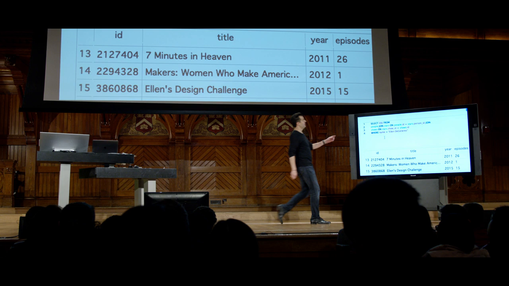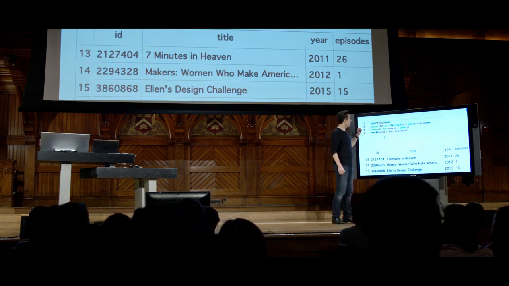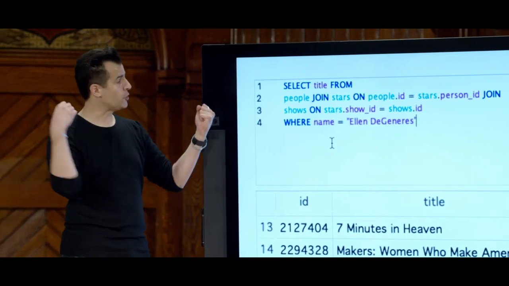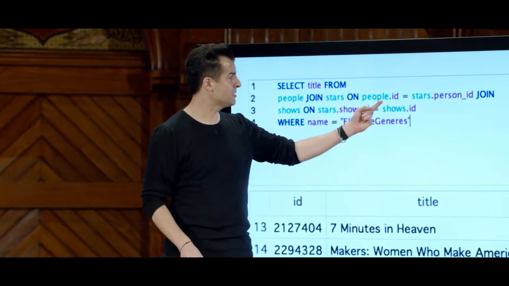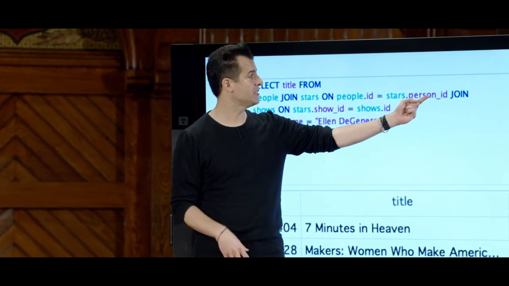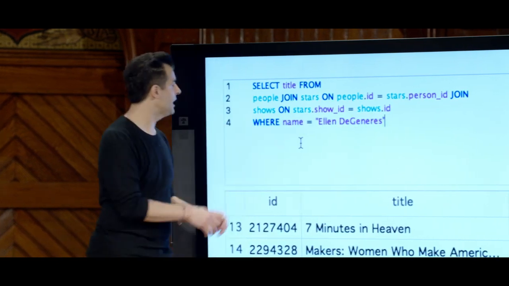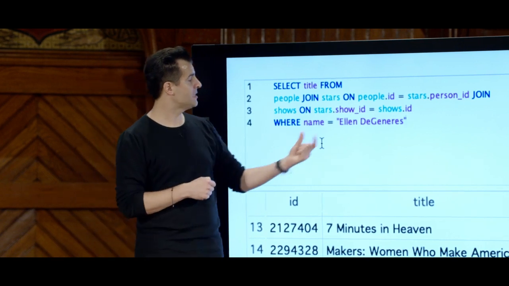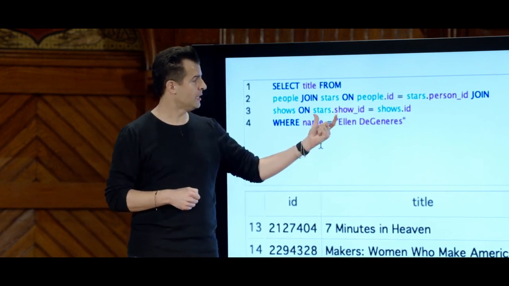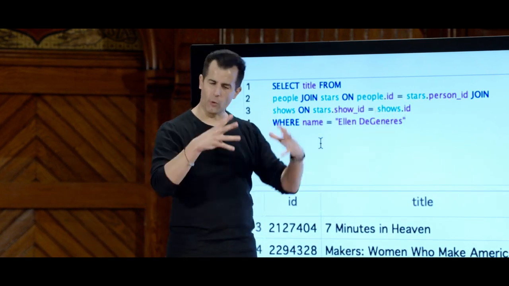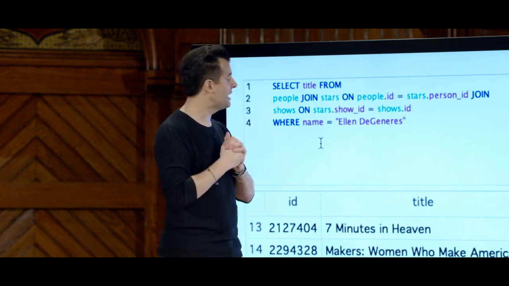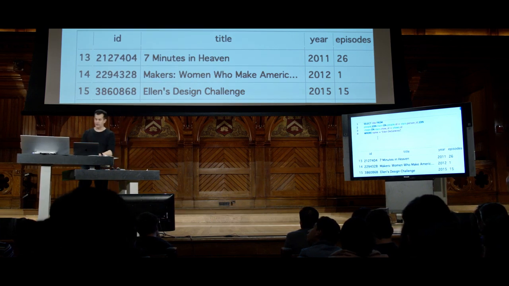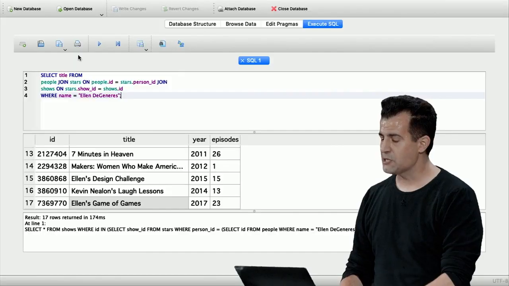Notice that I've selected the title of the show from the following, the result of joining people on stars. How do you join the people's table and the stars table? Well, people have IDs. Stars have person IDs, according to the diagram. What else do you want to join together? Let's join all of that with shows. How? Well, let's go ahead and say stars.showid equals shows ID. So it's a way of linking transitively multiple tables together and then filter all of that with a name of Ellen DeGeneres. This is what we would call an explicit join.